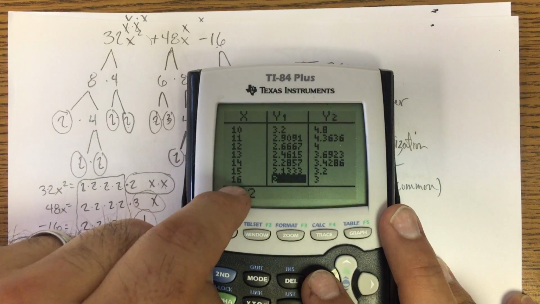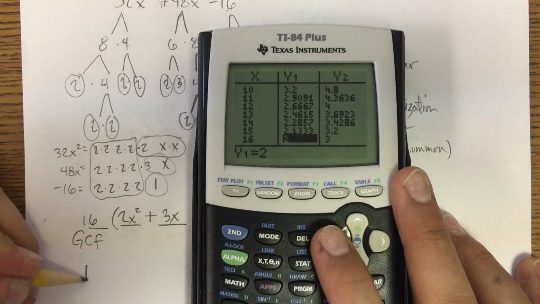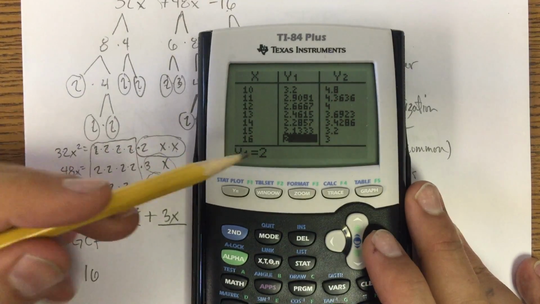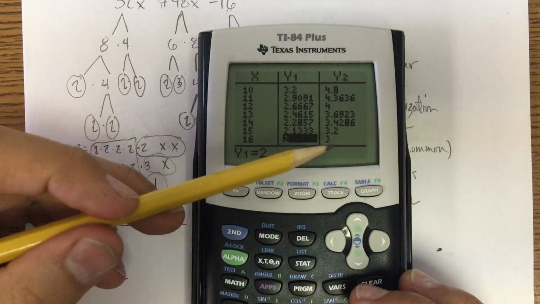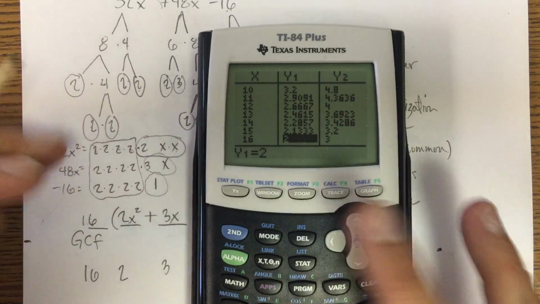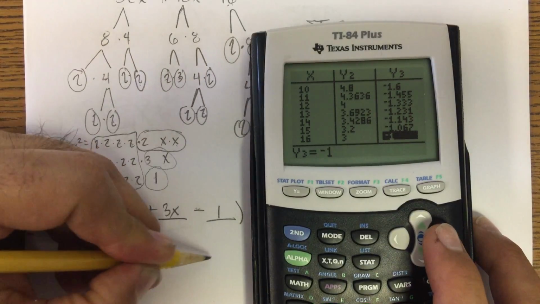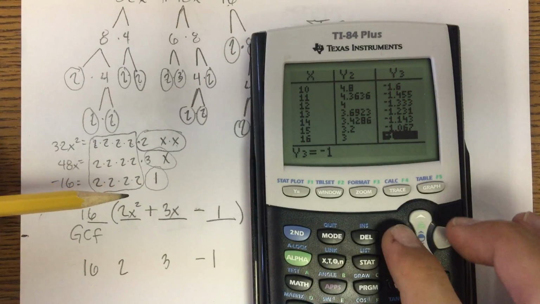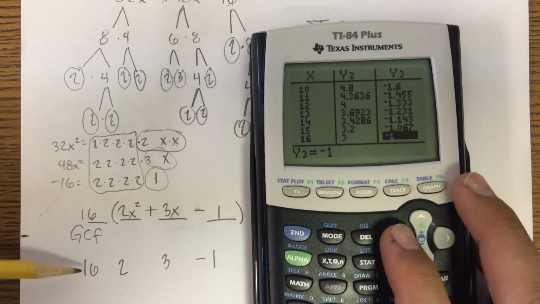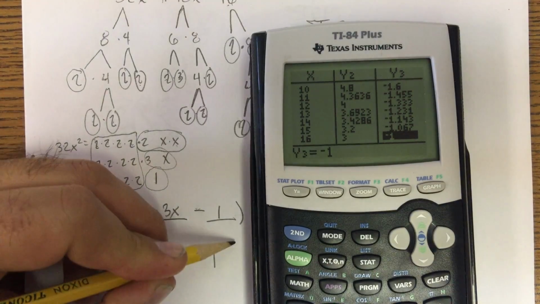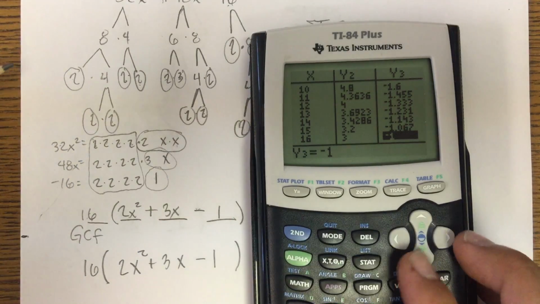Let's take a look at what this gives us. This says 16. Let me write it right here. This says 16. This says 2. Does anybody see it yet? 2, 3, and let me tab over, 1, negative 1. Wow, look at that. The calculator told us what the coefficients are for each term in our factored expression. That's pretty cool, huh?